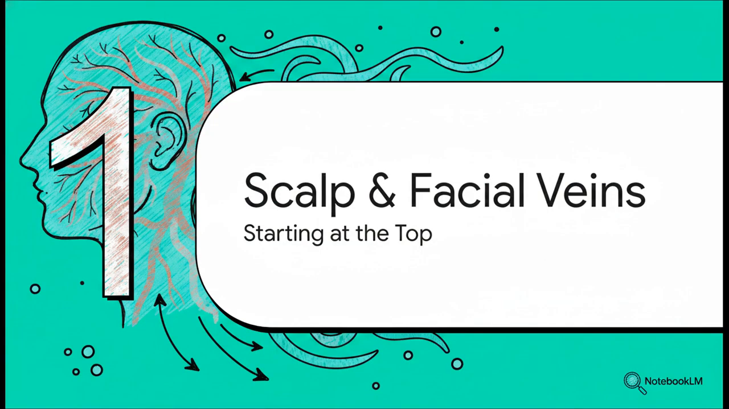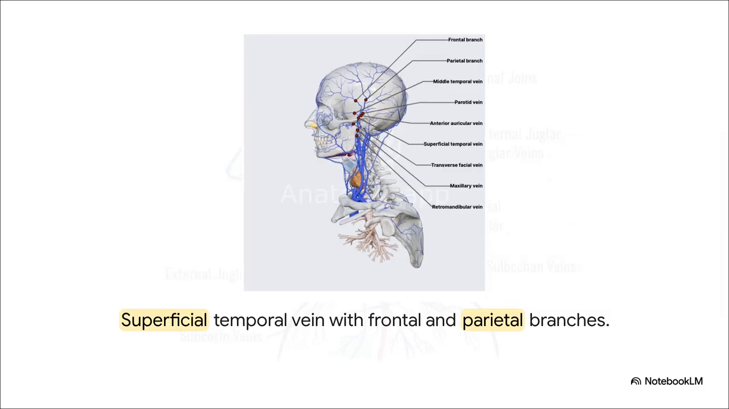Section 1, Scalp and Facial Veins, starting at the top. Okay, let's dive into this. We're going to start at the very top of the head and follow the flow of blood straight downward. So our first major landmark is the superficial temporal vein.